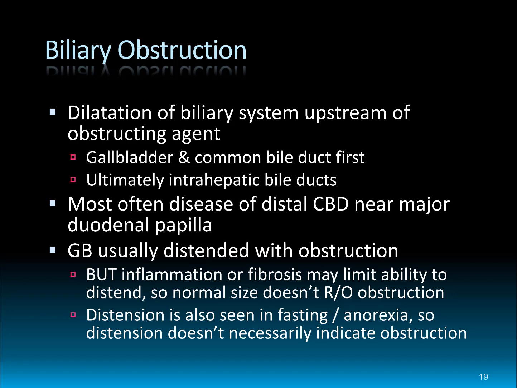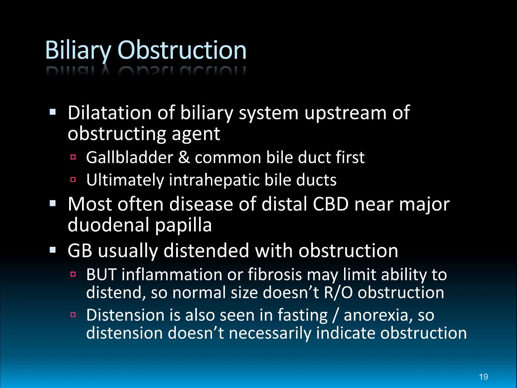Usually when there's an obstruction, it's very distal in the common bile duct near the major duodenal papilla, and the gallbladder usually is distended with obstruction. We expect it to be big, just like the GI tract. The stomach gets big if there's a pyloric outflow obstruction. But given enough time, given enough inflammation or fibrosis, the gallbladder may not distend as much as you think it should, and so it can be actually normal size in case of an obstruction.